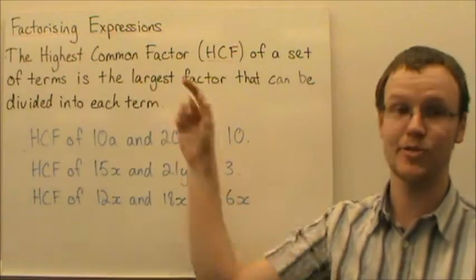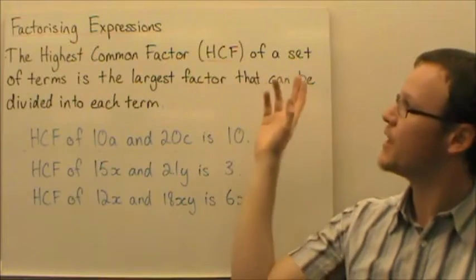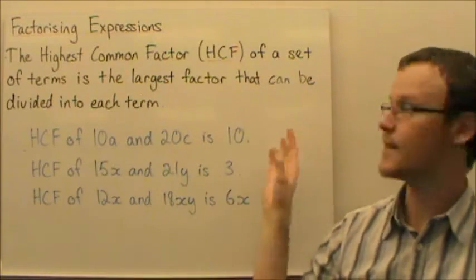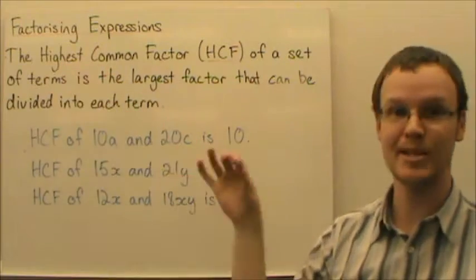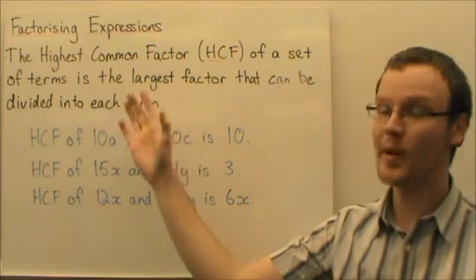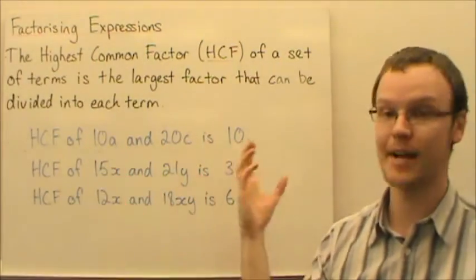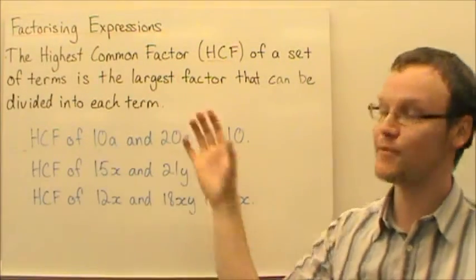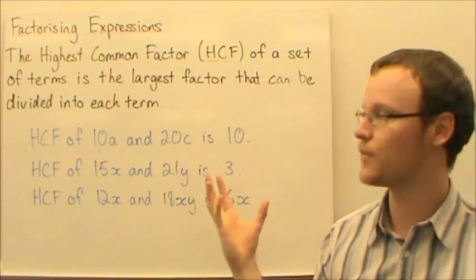Today we're going to look at factorising expressions. So the highest common factor, or HCF, of a set of terms is the largest factor that can be divided into each term. The word highest means it's the largest number. Common means it needs to be common to both of the terms, the same number for both of the terms. And a factor means that the number has to be able to be divided into both of the terms.